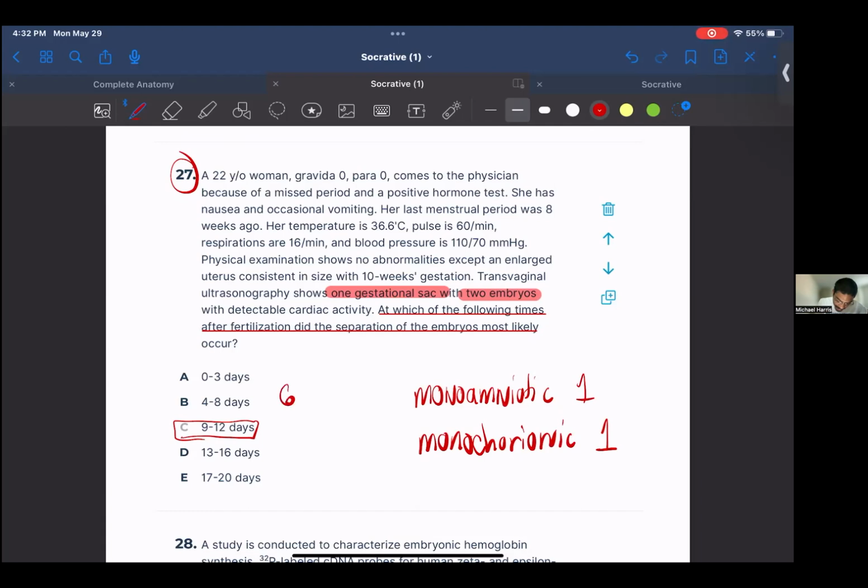Remember, you start at 6, it sticks on 6. So on 6, you are set up as diamniotic monochorionic. Then, as you get closer, it becomes monoamniotic monochorionic. This 6 is a good way to remember because once again, it sticks on 6.